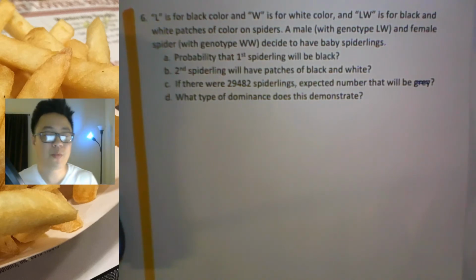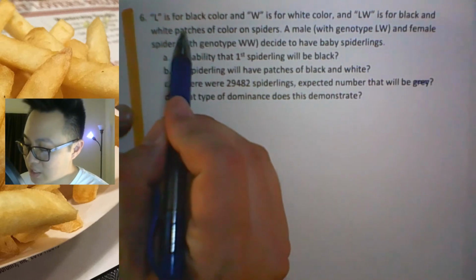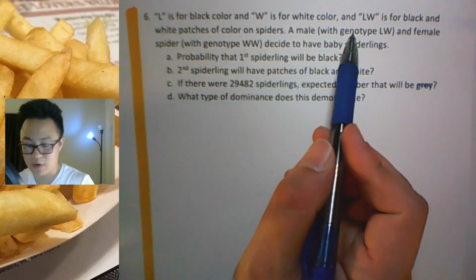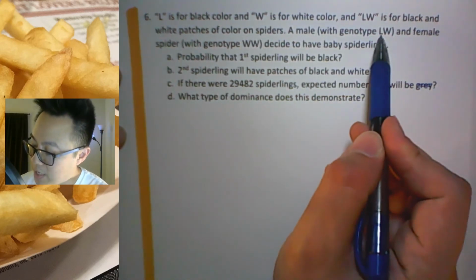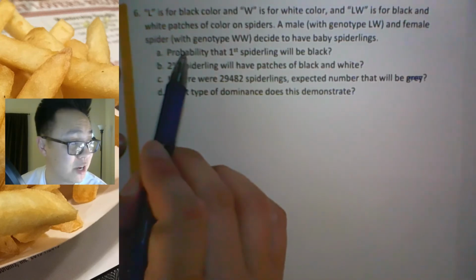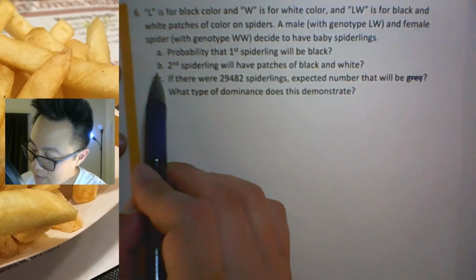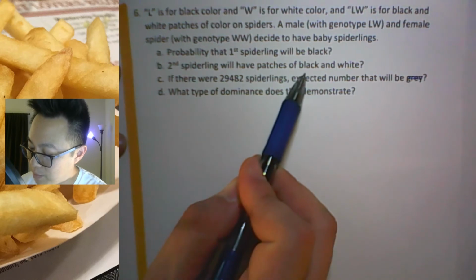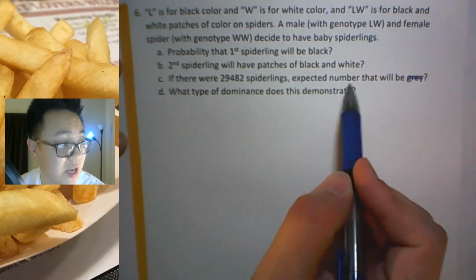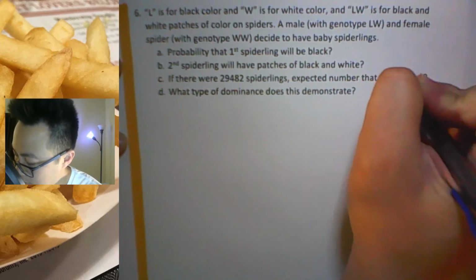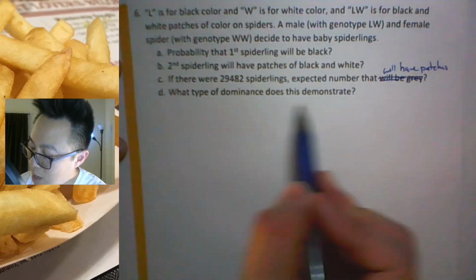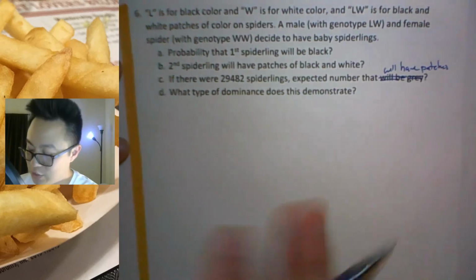All right, so here is the 6th problem. We have here, big L is for black color and big W is for white color, and LW is for black and white patches of color on spiders. A male with the genotype big L, big W, and a female with big W, big W decide to have many baby spiderlings. So question A here is the probability that the first spiderling will be black. Question B is the second spiderling will have patches of black and white. Part C, if there were 29,482 spiderlings, what's the expected number that will have patches? And then part D here is what is the type of dominance that this problem demonstrates? Let's go ahead and get started.